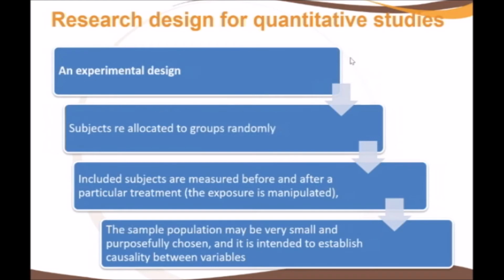So let's look at the experimental study design. Remember I said that quantitative research methods can broadly be divided into two: the observational study design and the experimental study design. We've just discussed the observational, which are cross-sectional, the longitudinal, the cohort, case control. And then we have the experimental study design. So here subjects are allocated to groups.